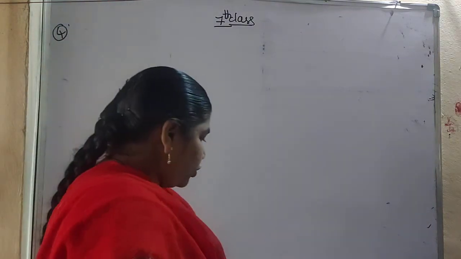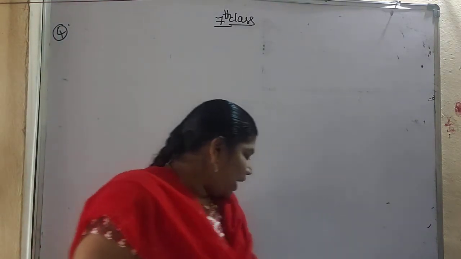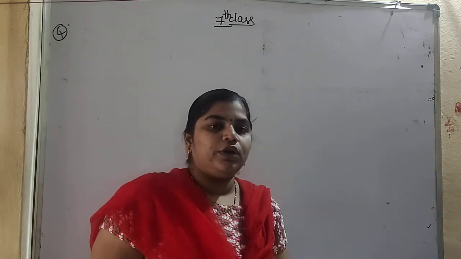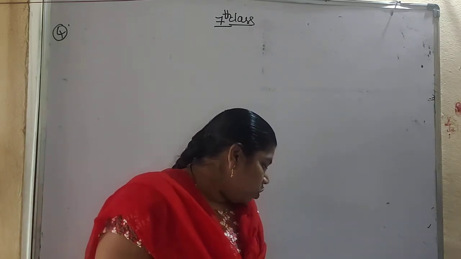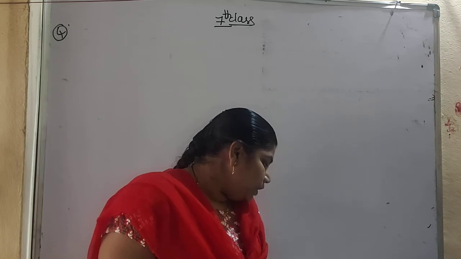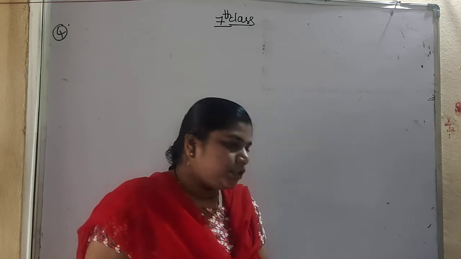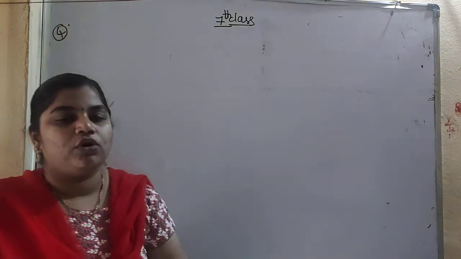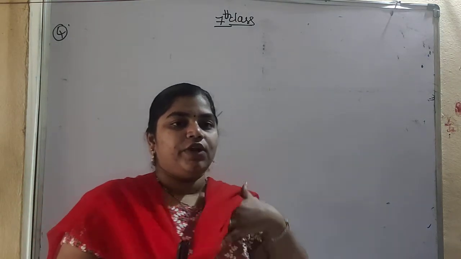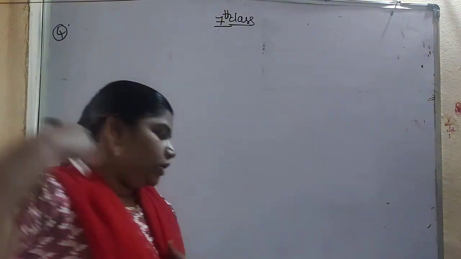Next, fourth question. The four angles of a quadrilateral are equal. Draw this quadrilateral in your notebook and find each of them. So we have to find what are the four angles which are equal, and we have to draw a quadrilateral also.